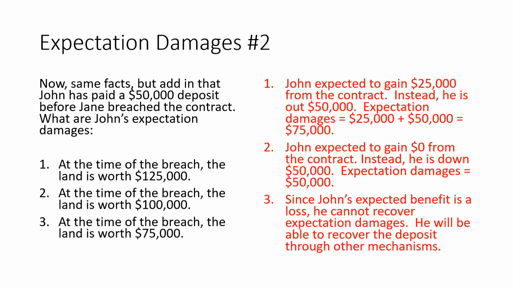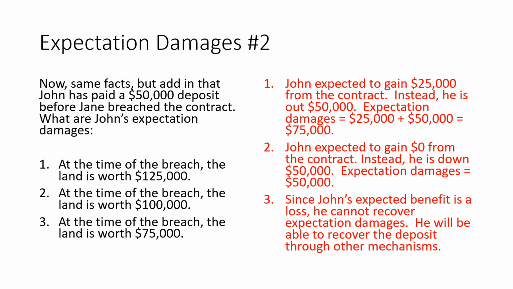What we really need to figure out is where John is and where he expected to be, and find the difference, and that difference is going to be his expectation damages. So where is John? John is out, he's in the negative. He's negative $50,000. Where does he expect to be? He expected to be positive $25,000. He expected to have the benefit of $25,000 because the land went up $25,000. What's the difference between that? The difference is $75,000. Those are going to be his expectation damages. And again, what that is doing is taking John from where he was, which is negative $50,000, to where he expected to be, which was positive $25,000.